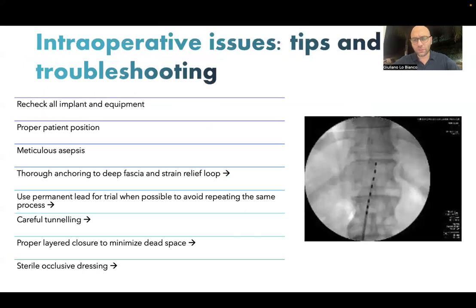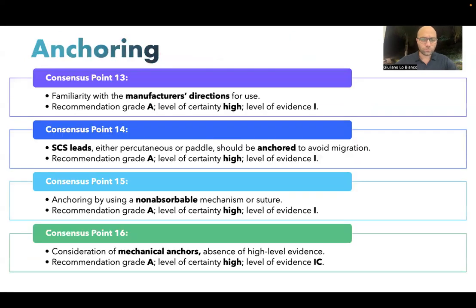So these are some tips related to the intraoperative issues. For example, the anchoring. The anchoring is very important to avoid lead migration. So first of all, we should follow the manufacturer's direction and use an anchor to the deep fascia, using non-absorbable sutures, and consider the mechanical anchor.